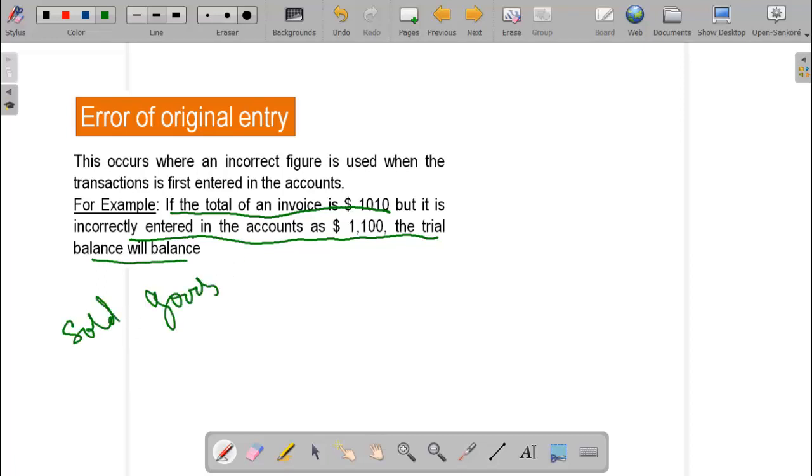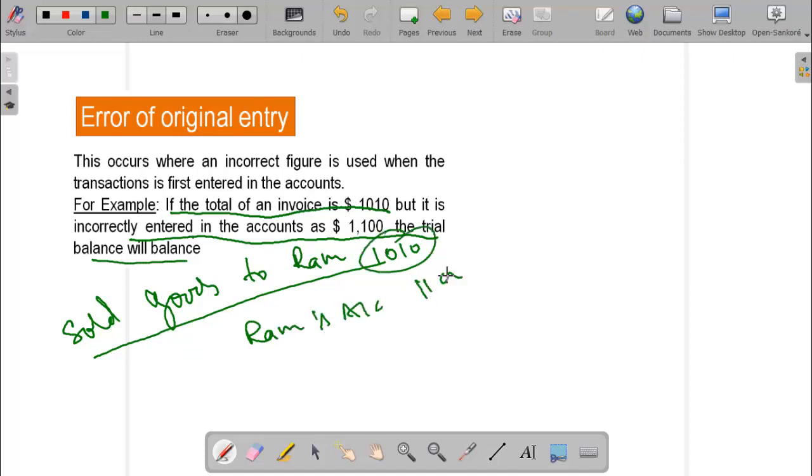Sold goods to Ram. And what is the amount? 1010. Now see what entry I passed. While recording I made a mistake. So Ram's account debited, but instead of writing this amount I wrote 1100, and sales account credited with 1100. So the amount I have taken is incorrect, on both sides.